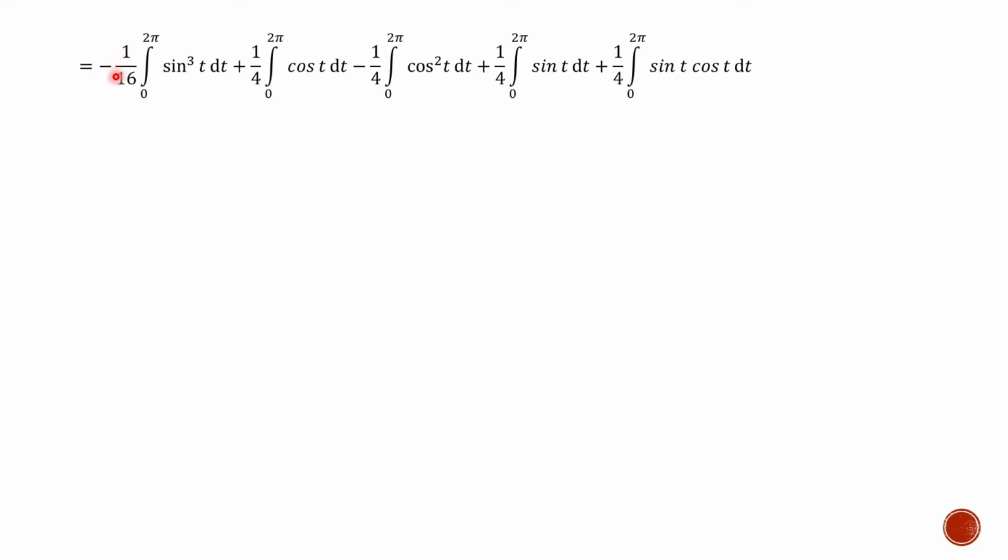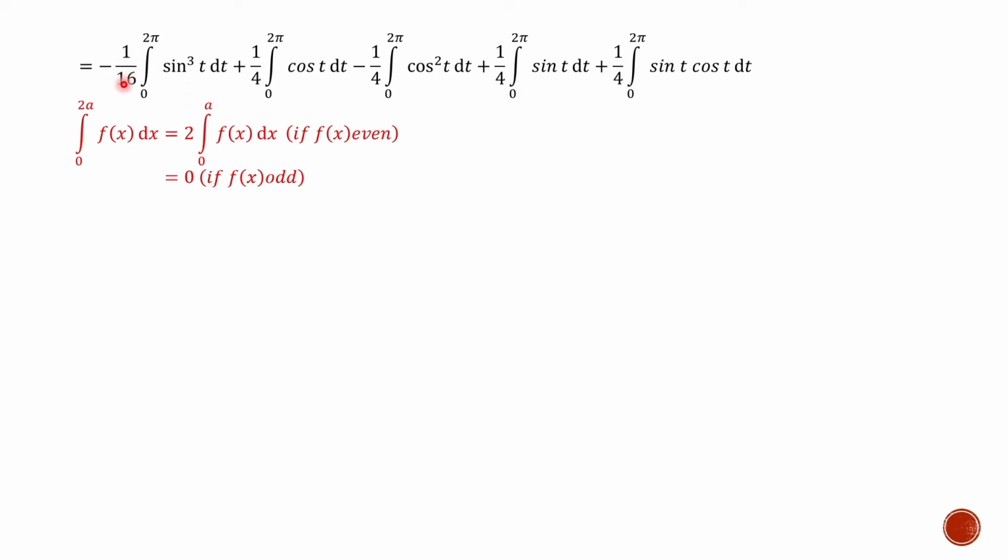Then we get −1/16 integral from 0 to 2π of sin cubed t dt, plus 1/4 integral from 0 to 2π of cos t dt, minus 1/4 integral from 0 to 2π of cos squared t dt, plus 1/4 integral from 0 to 2π of sin t dt, plus 1/4 integral from 0 to 2π of sin t cos t dt.